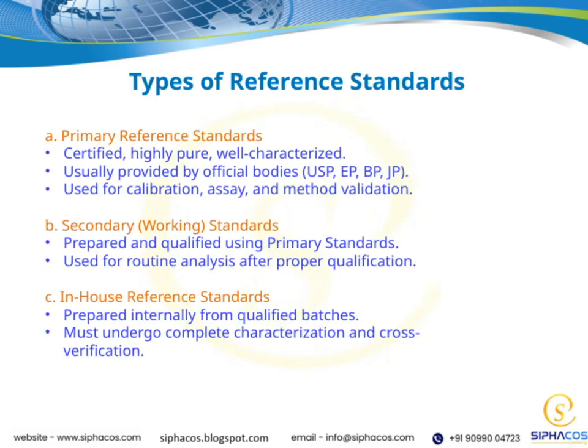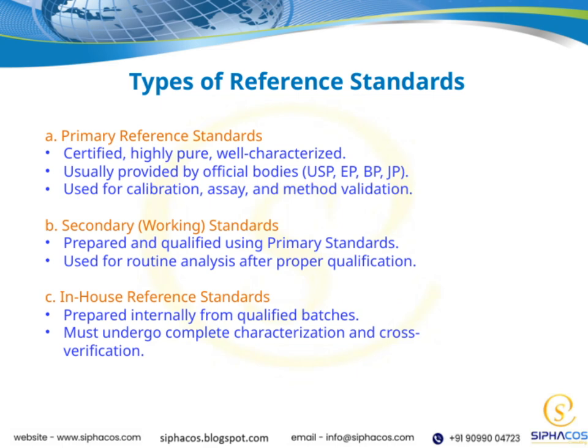Let's start by talking about primary reference standards. These are certified, highly pure, and well-characterized materials that serve as the gold standard in our testing. They are usually provided by official bodies like the USP, EP, BP, or JP, which ensures their quality and reliability. Their main role is in calibration, assay, and method validation, helping us establish accurate and consistent measurements.